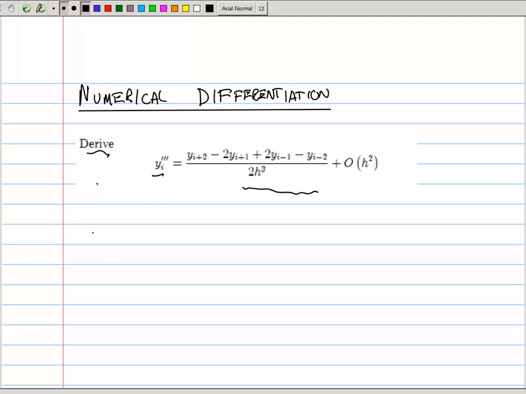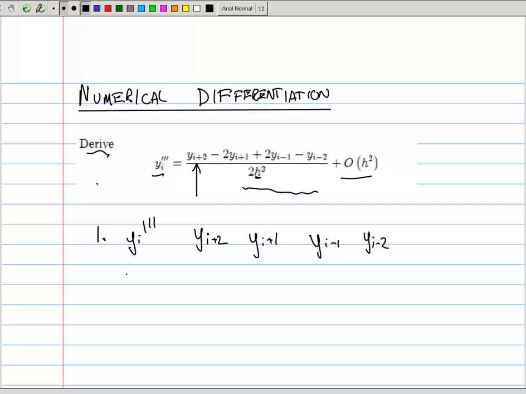Now, the first thing we need to consider when we're deriving is what are we deriving? In this case, we are looking at the y prime prime prime. And within the equation, what are our terms? Because we have them, we have y_i plus 2, y_i plus 1, y_i minus 1, and y_i minus 2. And we also have our h and our O(h squared).